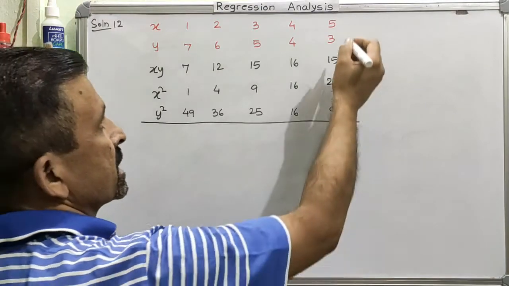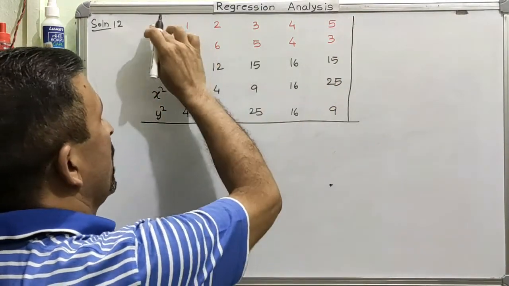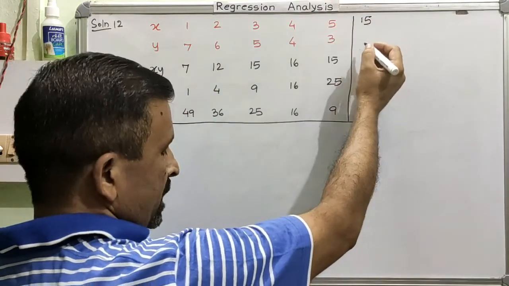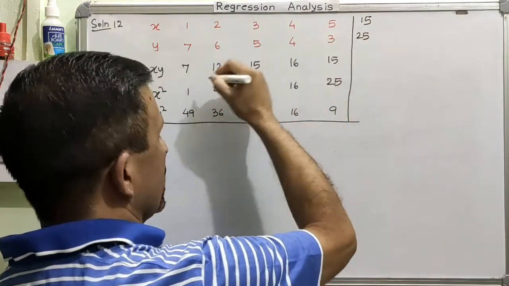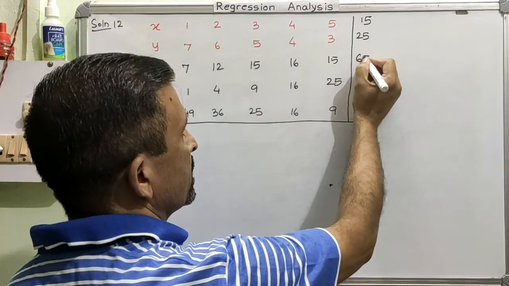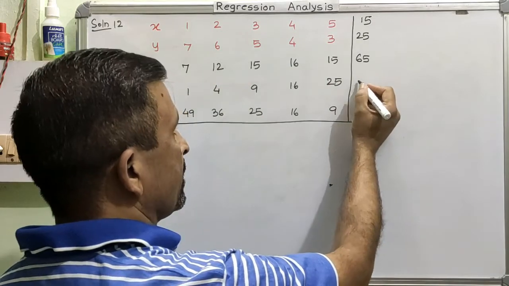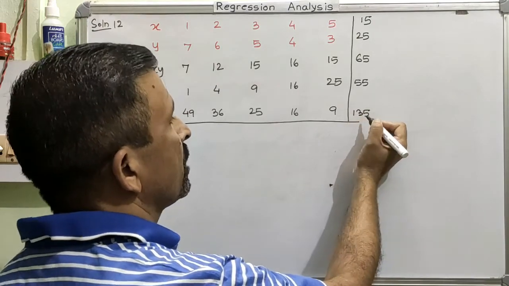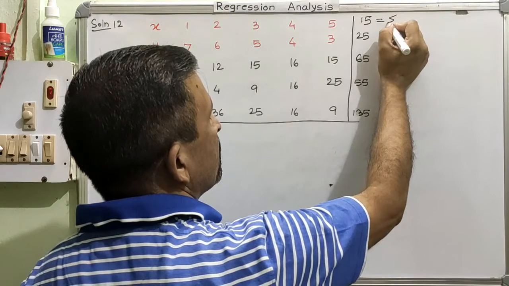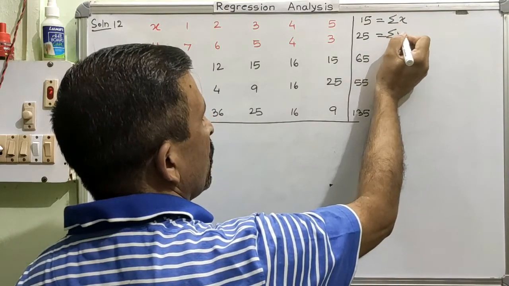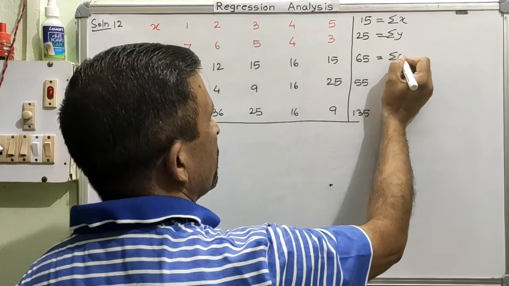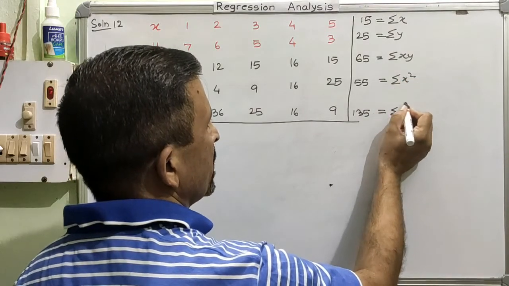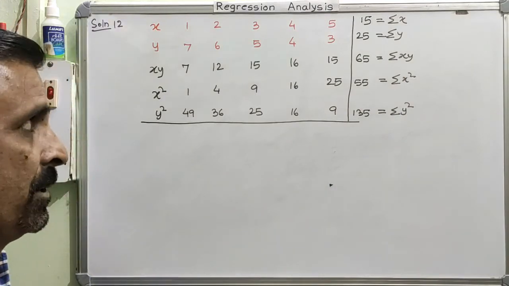Is this all right? After this, at the end, we need the sum of all the x. When you add all this, it comes to 15. The sum of all the y is 25. The sum of all the products of x and y comes to 65. The sum of all the x square is 55. The sum of all the y square is 135. So what is this? This is the sum of all the x. What is this? The sum of all the y. What is this? The sum of all the products of x and y. This is the sum of all the x square. And this is the sum of all the y square. I wrote this also so that it will become easy for you.